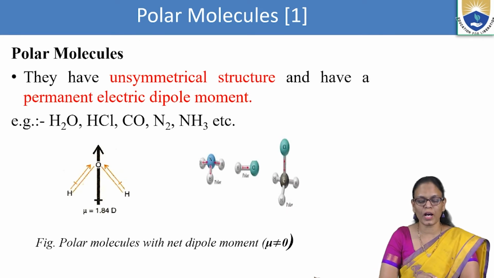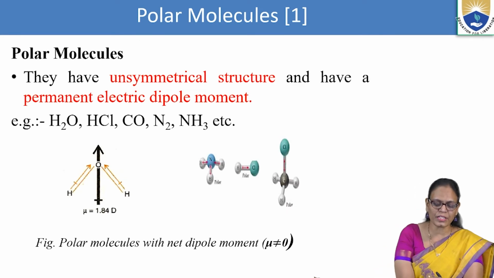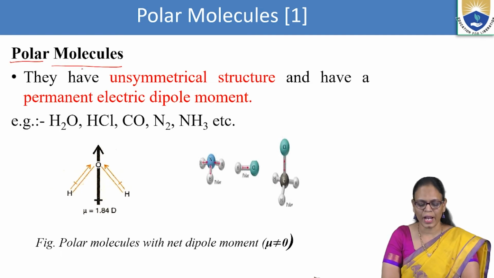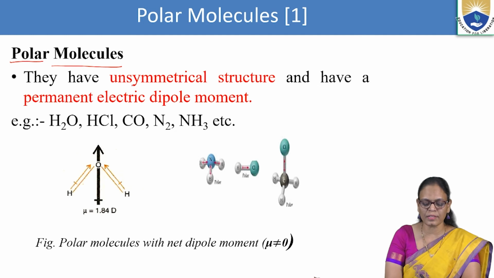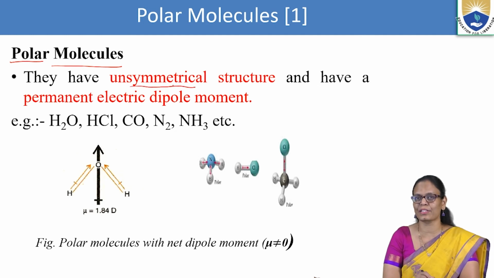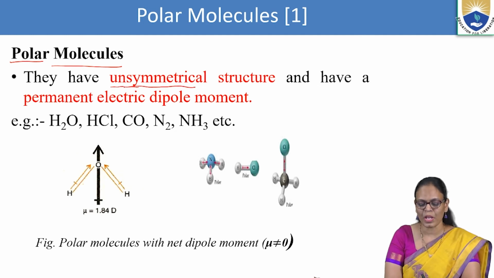Now coming to polar molecules. In nature, we have some molecules which are polar in nature. These polar molecules are unsymmetrical. They are not symmetrical in nature, that's why we say they are unsymmetrical. Because of their unsymmetrical nature, they have a permanent electric dipole moment.